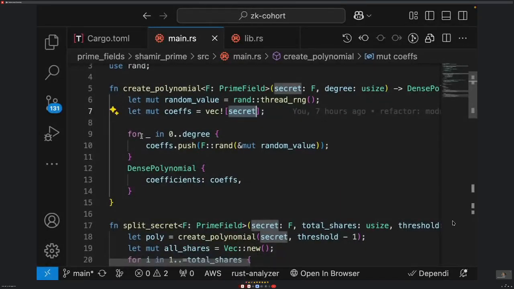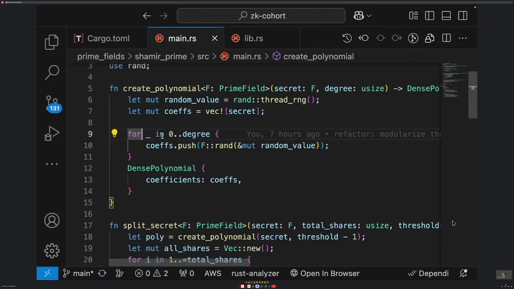For underscore in 0 to degree. The reason why I put underscore there is because I'm not going to use the variable. What I need is that I want to be able to iterate from 0 to the degree of the polynomial. Then I'm going to do coefficient.